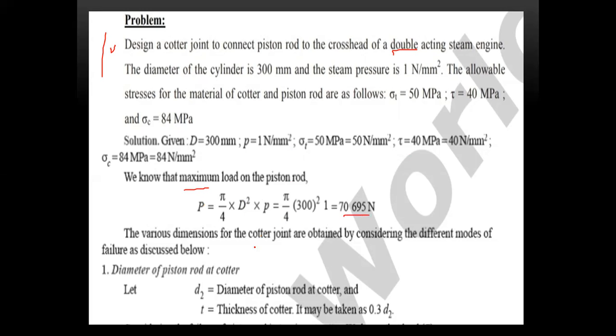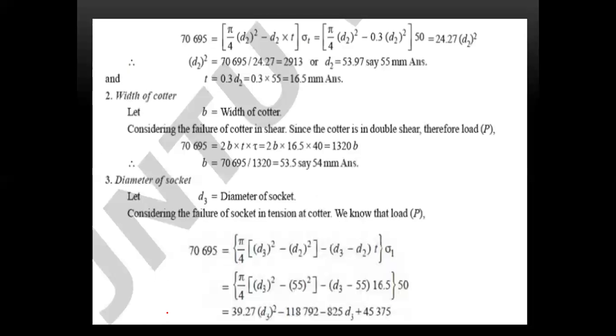Now considering the design, first find the diameter of the piston rod at the cotter, where d is the diameter of the piston rod and t is the thickness. Applying pi by 4 d2 square minus d2 into t into sigma t, we get the value 55. With this 55, we get the t value. Next is the width of the cotter, b.